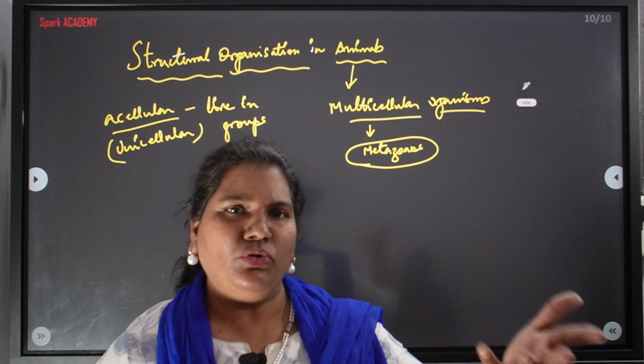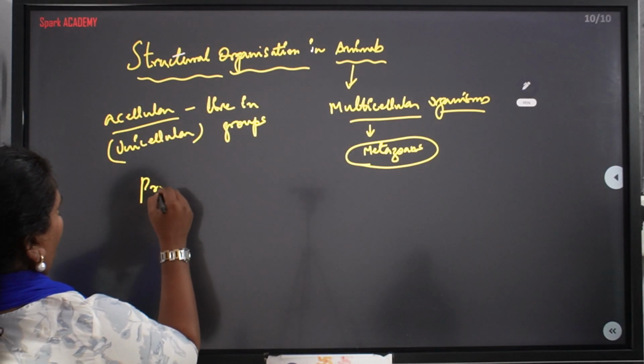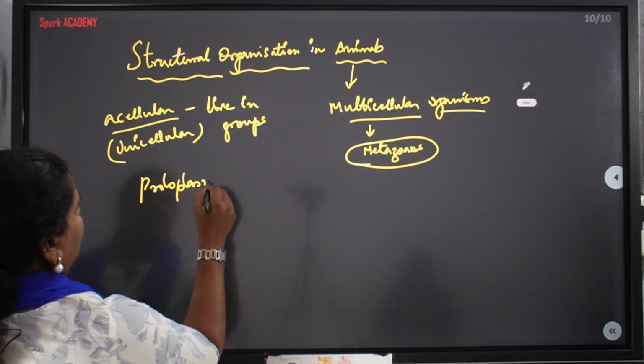So the simplest level in animals is the cellular level. Before the cellular level, there is another level which is called the protoplasmic level.